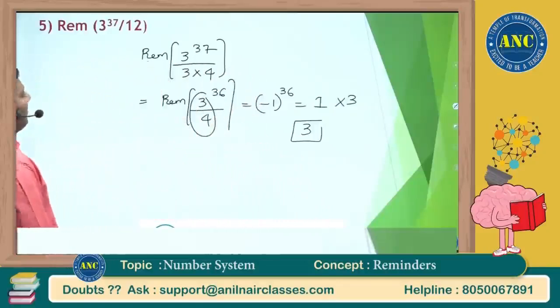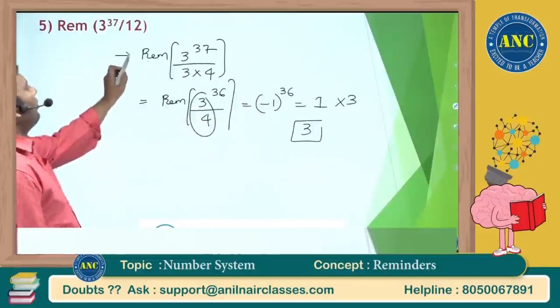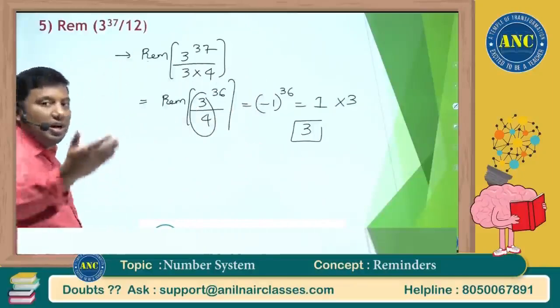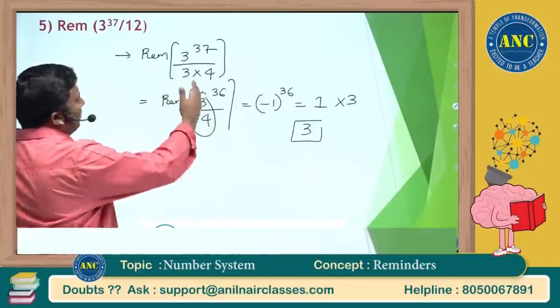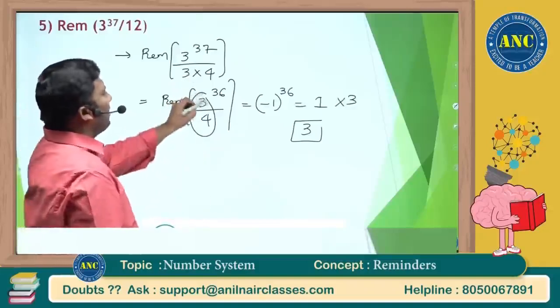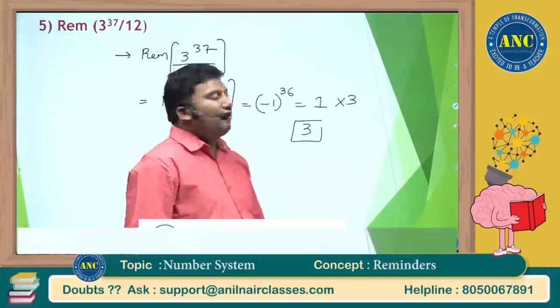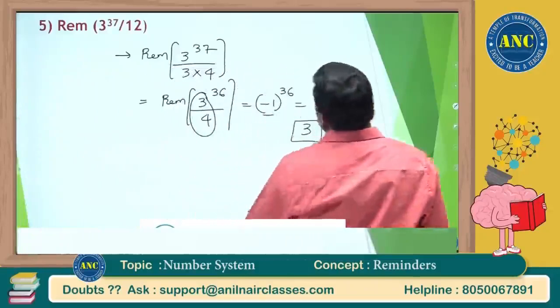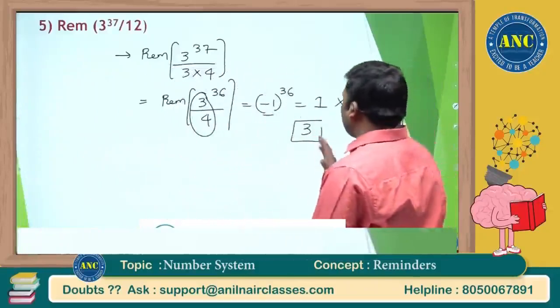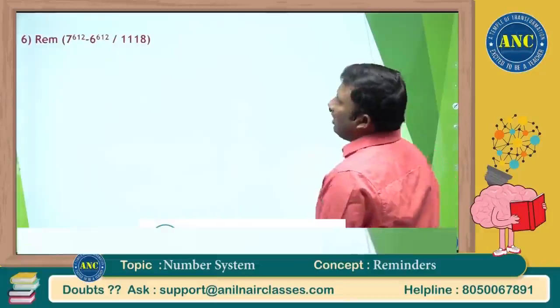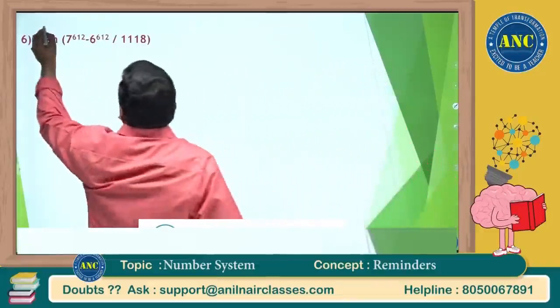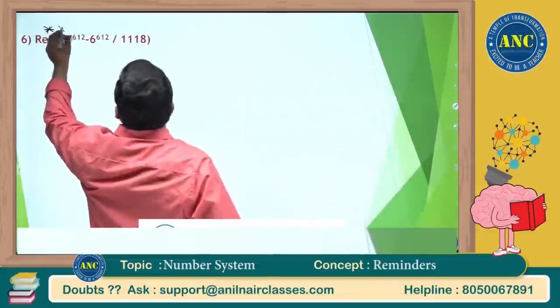3 power 37 divided by 12. 3 and 12 are not co-prime to each other. Make them co-prime to each other. 3 into 4. 3 power 36 by 4. 4 ones are 4. Negative remainder minus 1. Minus 1 power even is plus 1. 1 into 3, 3.